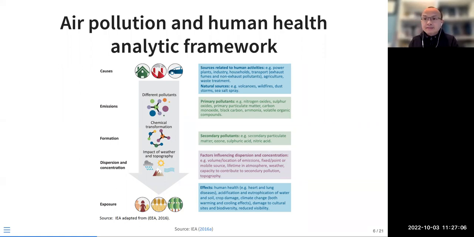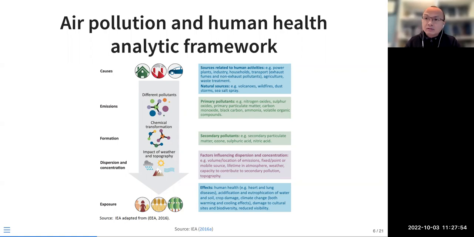And different air pollutants have different chemical formulas and mix together. Some can go through chemical transformation and create so-called secondary pollutants, reacting with other contributions or with each other to create secondary particulate matter, ozone, ozone-depleting chemicals, sulfuric acid, and nitric acid.